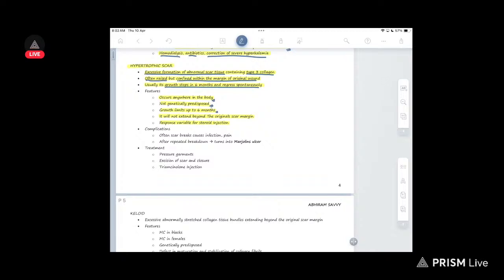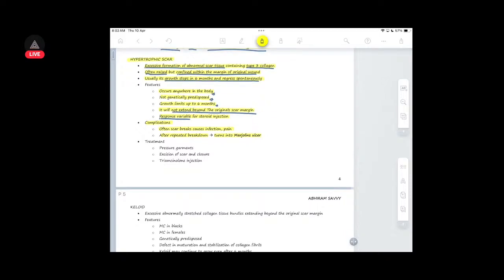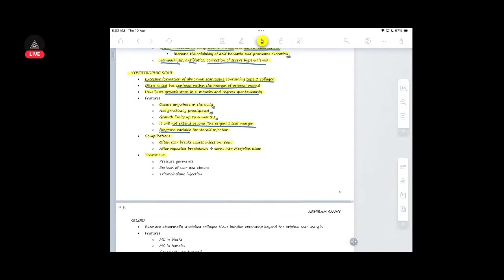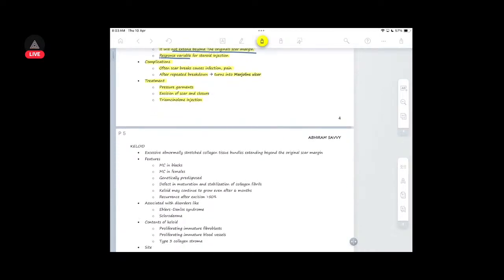So growth limited up to 6 months. It will not extend beyond the original scar margin, and variable response. And yeah, complications: often scar breaks causing infection and pain. After repeated breakdown, it turns into marginal ulcer. Treatment, you have pressure garments, excision of scar and closure, and triamcinolone injection. So triamcinolone.